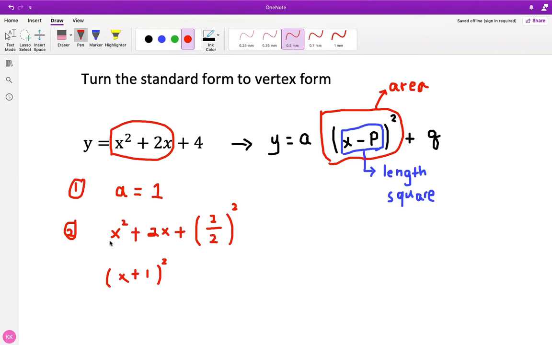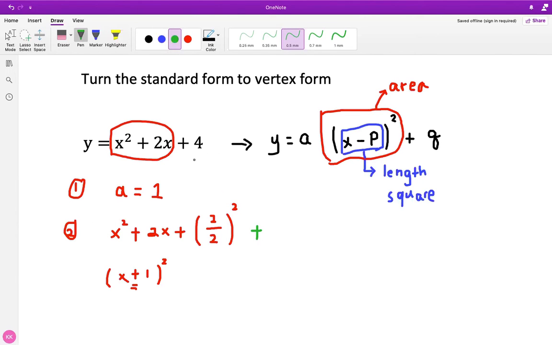Definitely this one is not equal to the original. But I already figured out the p value. The p value is negative 1. Because this one is positive, I need to assume that the p value is negative. Now we have the last term here. I need to figure out the q constant. I need to figure out how much I need to add if I want to get the 4 here. Currently we have x squared plus 2x plus 1 for this equation.